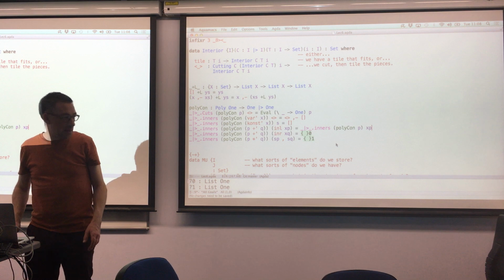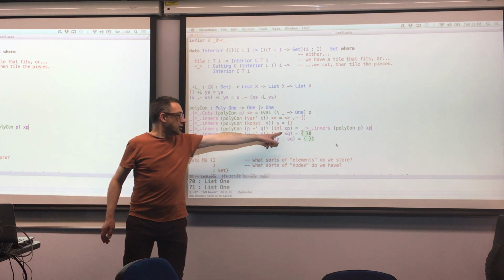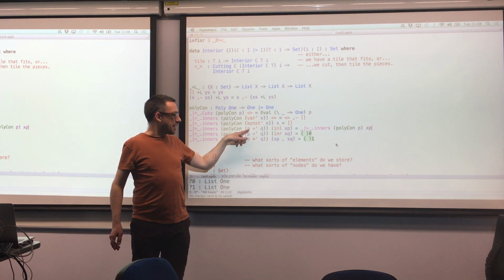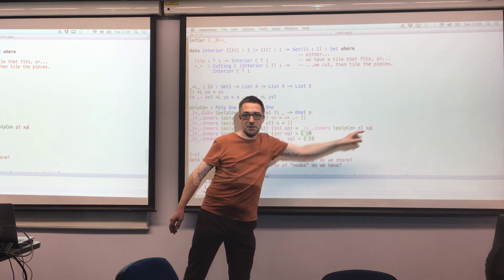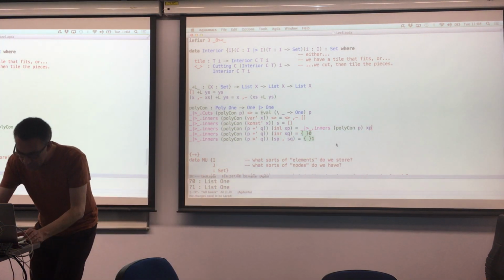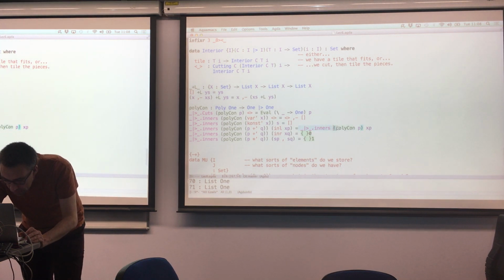Right, so what am I saying here? We look at the shape, it's either a P or a Q. If it's a P, we say what are the positions inside it. The same thing happens if it's a Q.